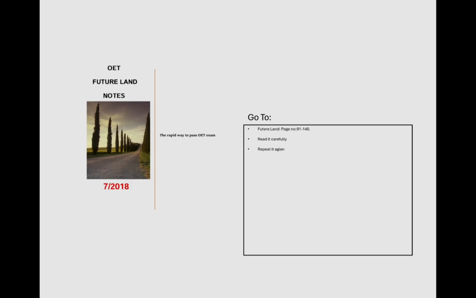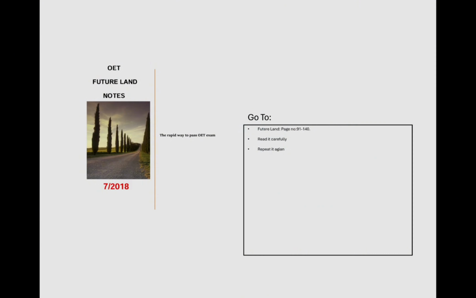The next step is to go to the Future Land book, page number 91 to 140. Read these 50 pages very carefully and read them again, twice or thrice. These pages contain all the grammar that will help you in writing the referral letter and discharge letter, and it will help you in gaining a good score. Please read these carefully and learn this grammar, where to put the article, where to put the comma.